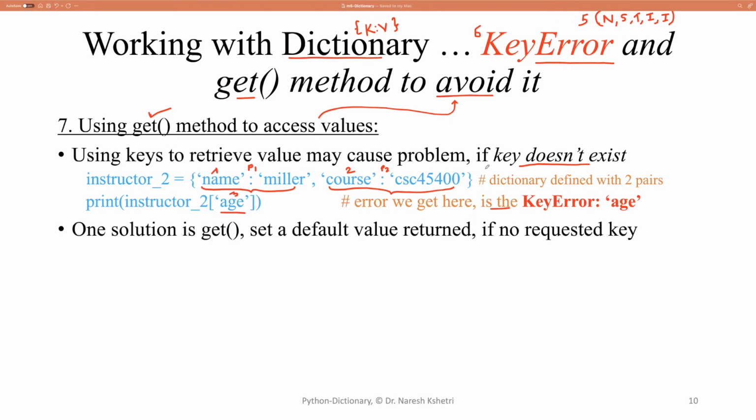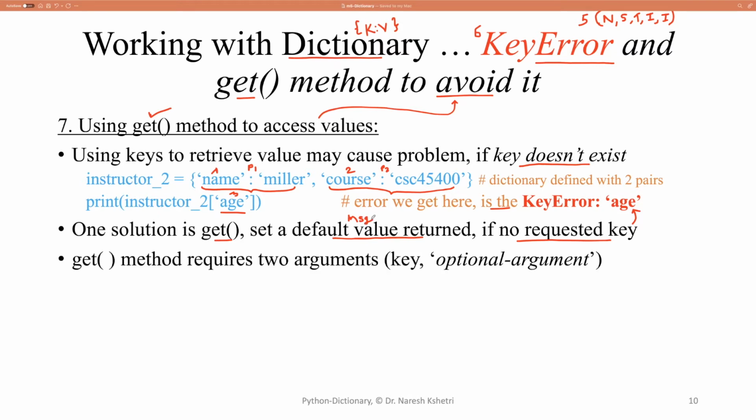Now the solution to that is using the get method. The get method is a very powerful method. It will return a default value if the requested key does not exist. If we don't have such a key, like age, and the user requests the value, then we won't get that error. Instead we will return a message, or what we normally call the return value.